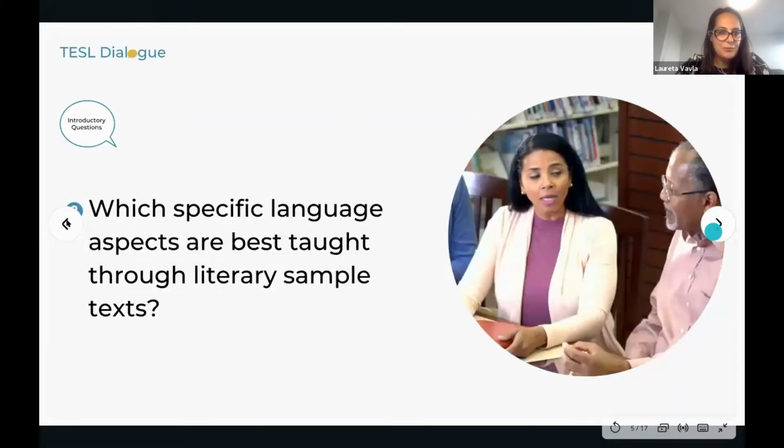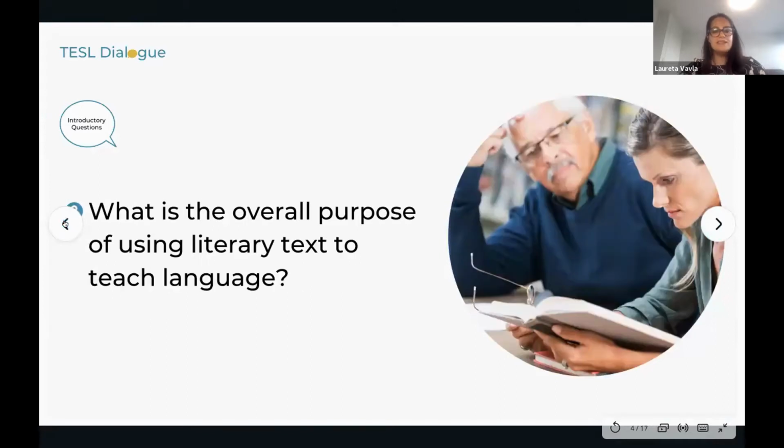So let's start with our first question for tonight. And the very first one is, what is the overall purpose of using literary text to teach language? So as everybody knows, we pose the question to our subject matter expert first, but then everybody is more than welcome to join in and share their own experience. So Alice, what is the purpose of using literary text to teach language?